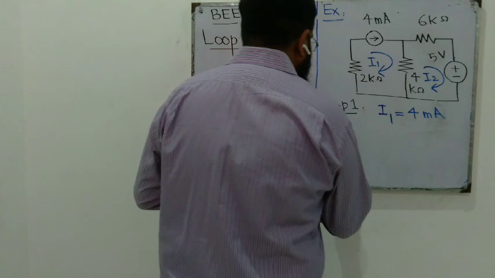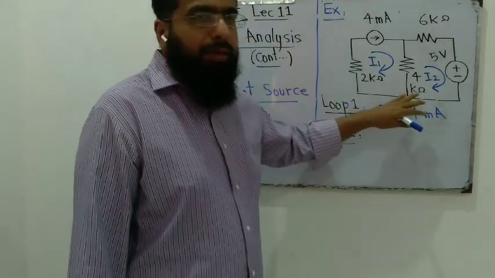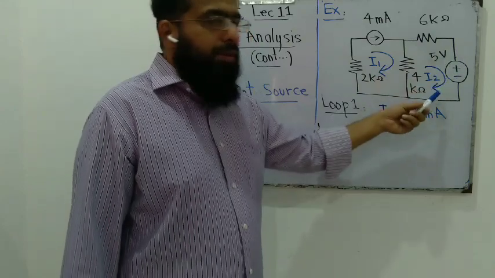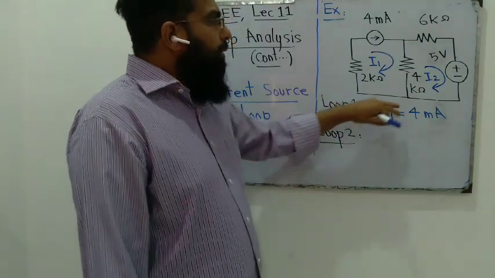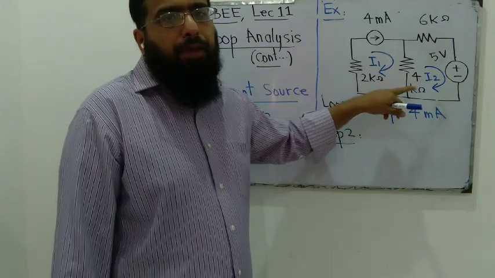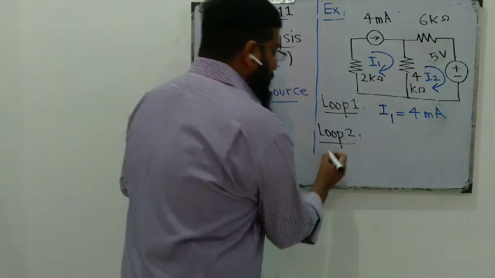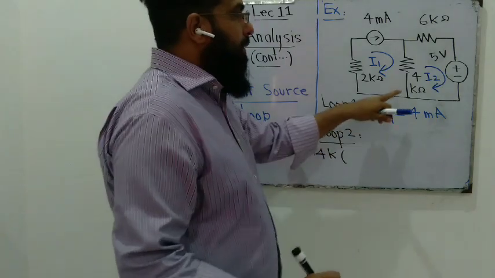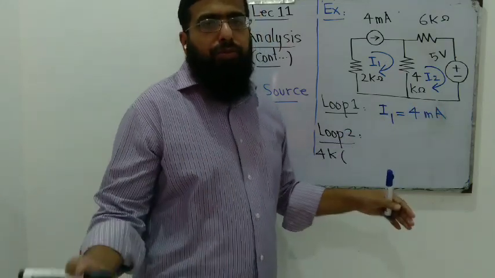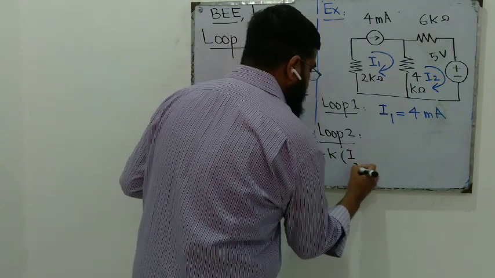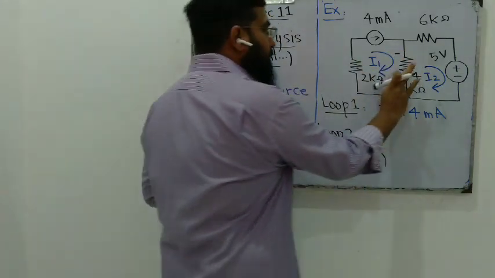So for loop number 2, we need to write a KVL equation. We have three components in loop number 2: the 4K resistor, the 6K resistor, and the 5 volt voltage source. To write the equation, we have to write the voltage drop across each of these three components. Let's consider the 4 kilo ohm resistor first. The voltage drop across it is 4K times, since there are two currents flowing through it, I2 going upwards and I1 going downwards. We are in loop number 2, so we assume I2 to be the highest: I2 minus I1, the net voltage drop in this direction.